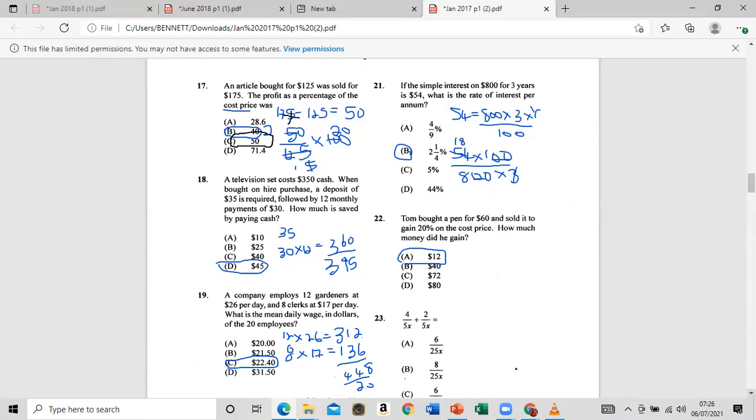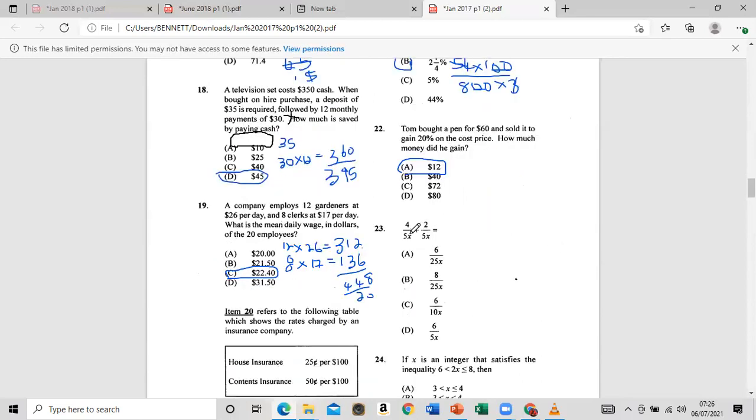Right, this one now: 4 over 5x plus 2 over 5x is equal to, just add the numerators, because the bases are the same. So the denominator remains 5x, and the answer is 6 over 5x, so that is D.